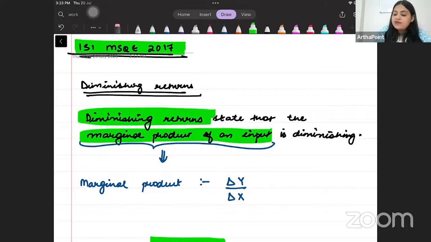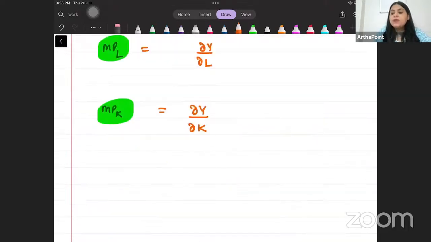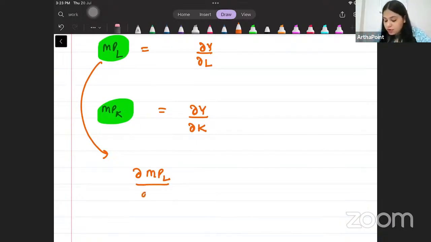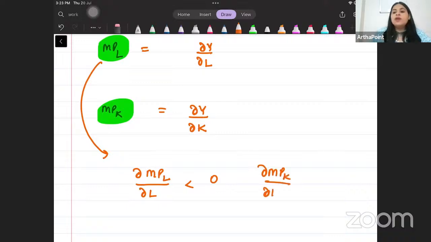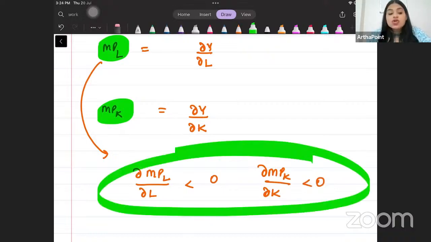So beta, if I have to prove that this is diminishing, it means that I differentiate the marginal product. The thing we have to show as diminishing, we have to change it. So if I differentiate marginal product of labor with respect to labor, it should be less than 0. Similarly, if I differentiate marginal product of capital with respect to K, it should be less than 0. This means that the marginal product is diminishing. So in a way, we have to double differentiate.